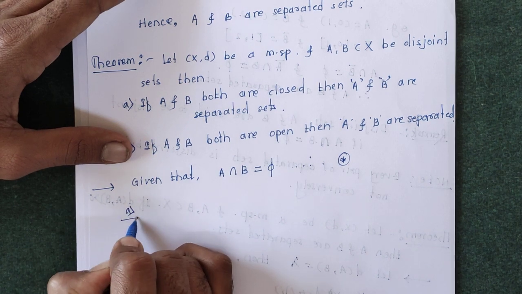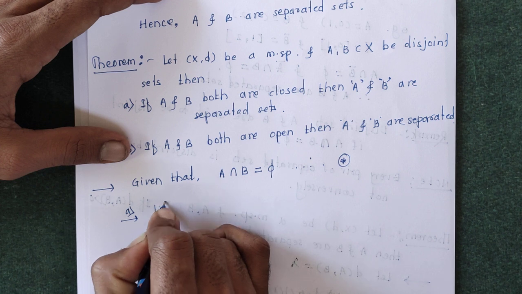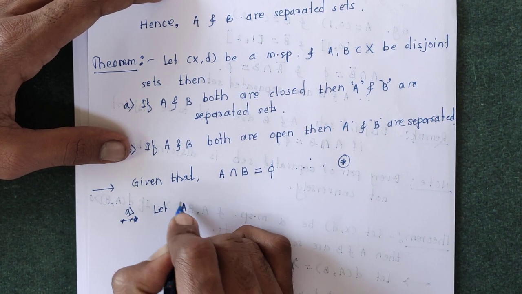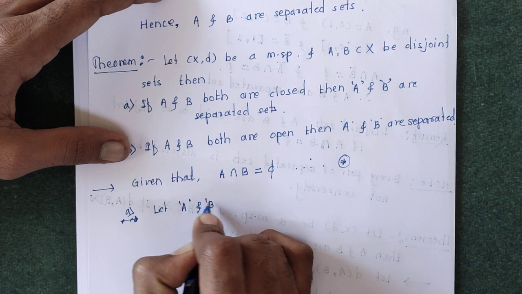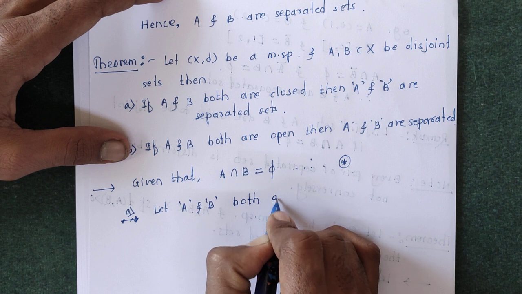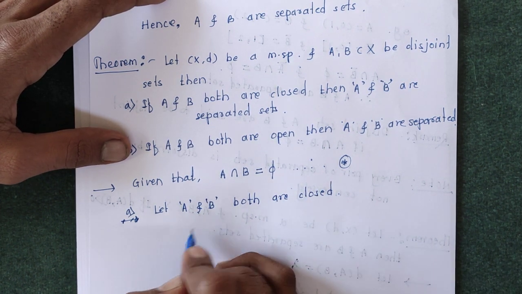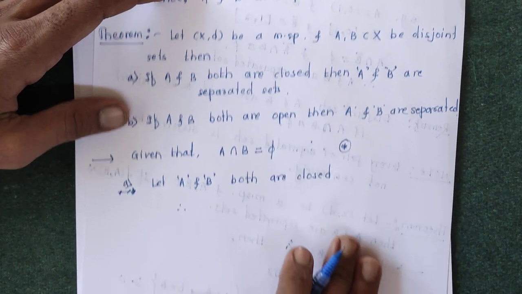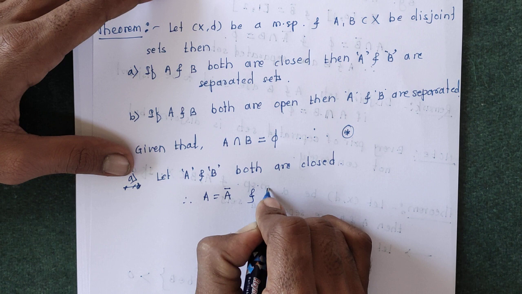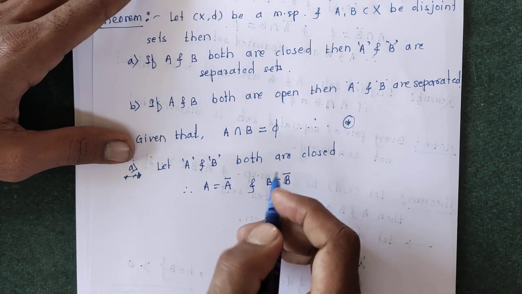So to prove the first statement, we are given A and B both are closed sets. Both are closed sets. Therefore A is closed and B is closed. So A is equal to A closure and B is equal to B closure by definition of closed sets.